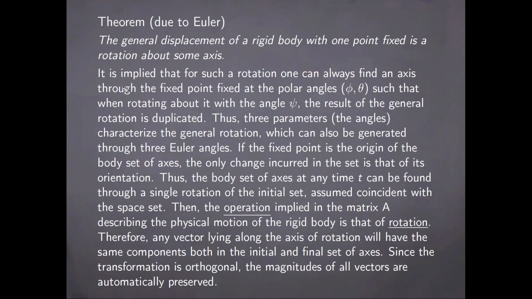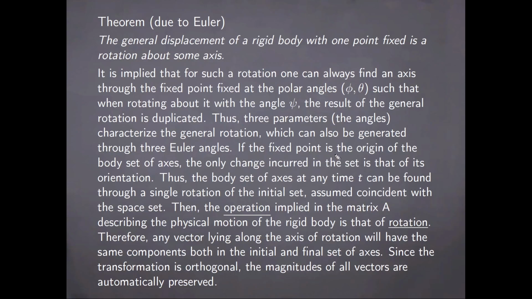What the statement implies is that for such a rotation, one can always find an axis for the fixed point, which is fixed at the polar angles phi and theta, such that when rotating about it with the angle psi, the result of the general rotation is duplicated. Thus, three parameters, the angles, characterize the general rotation, which can also be generated through three Euler angles.